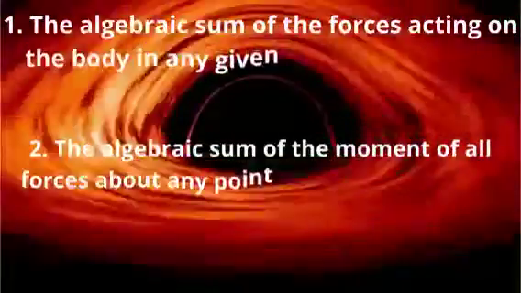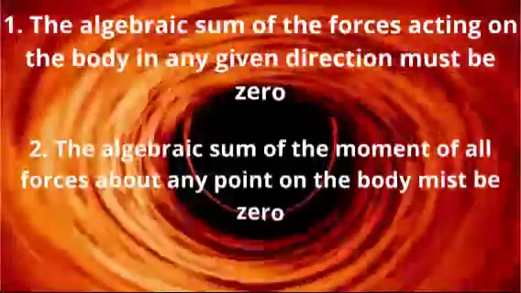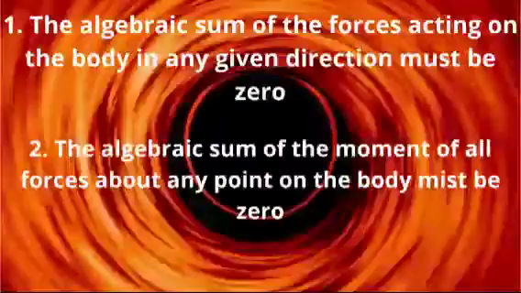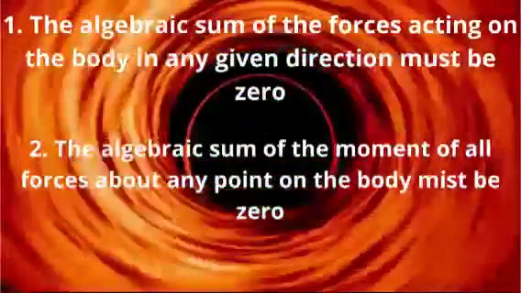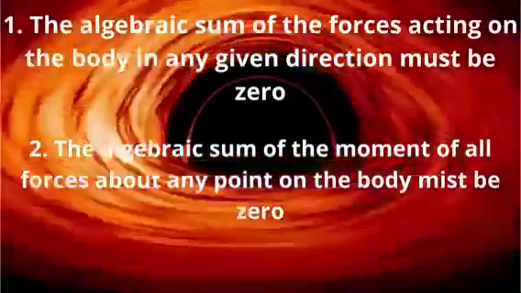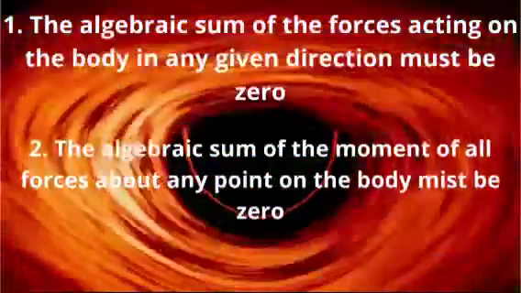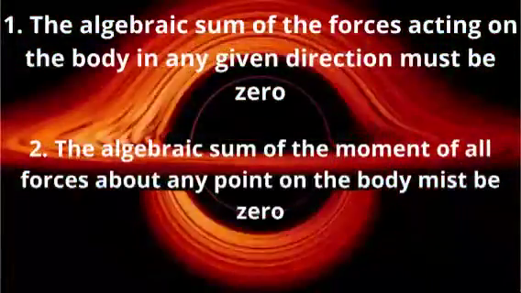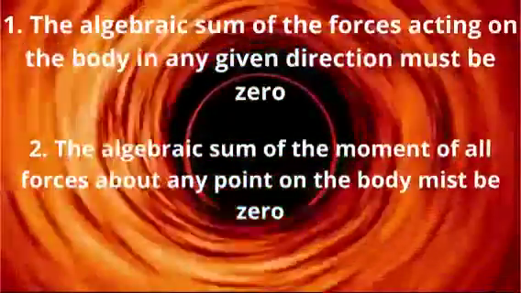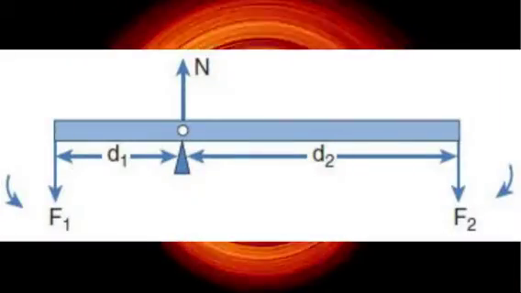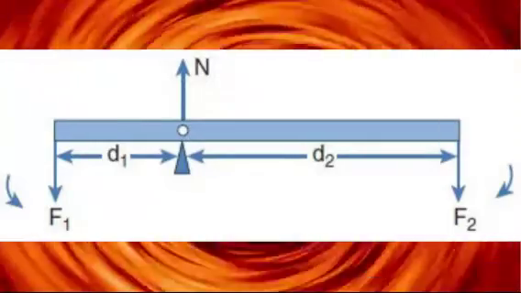The first one, we say the algebraic sum of the forces acting on the body in any given direction must be zero. The algebraic sum of the forces, that means the examples we gave just now, the forces going up, the forces coming down, the forces in opposite direction, if you add them together, they have to give you zero. That's what it means. And then the second one, the algebraic sum of the moments about any point must be zero.